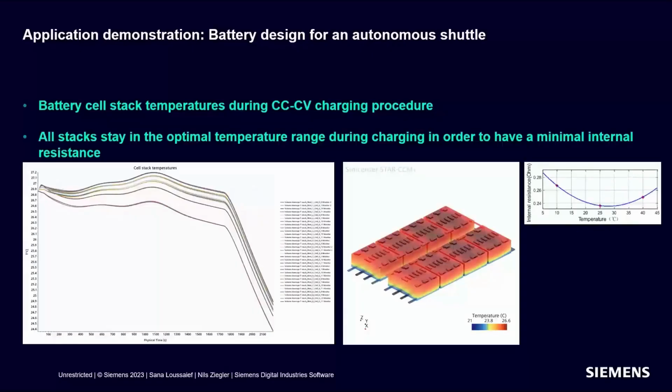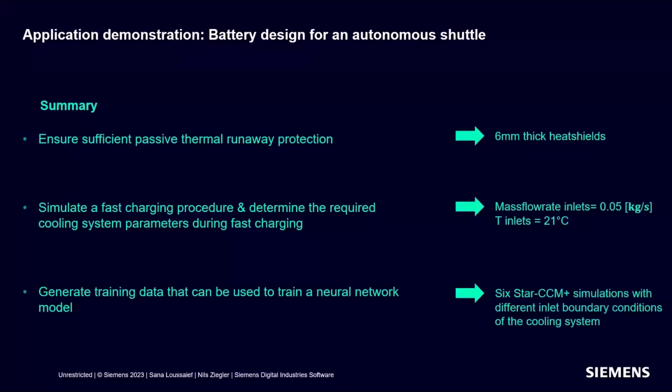Another important piece of information is the temperature gradient over one cell, which you would, for example, need for aging simulations. So let's sum up what we achieved with the 3D simulations. We ensured a sufficient passive thermal runaway protection by identifying the required heat shield thickness. We scaled the complete battery, which is parametric, up to a heat shield thickness of 6 millimeters.